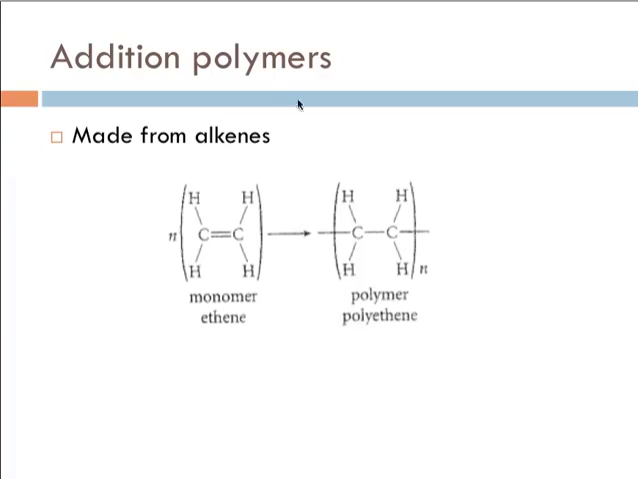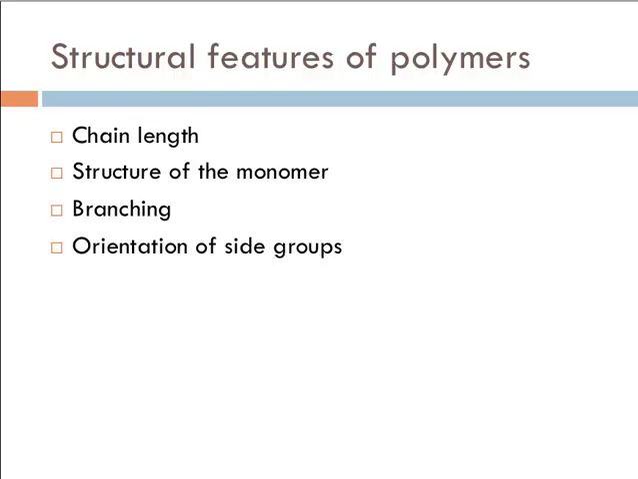So, if you remember from the organic unit, polymers are made primarily from alkenes. The double bond breaks and forms a bonding site for another monomer. The structural features of a polymer are the chain length, the structure of the monomer, the branching, and also the orientation of the side groups.